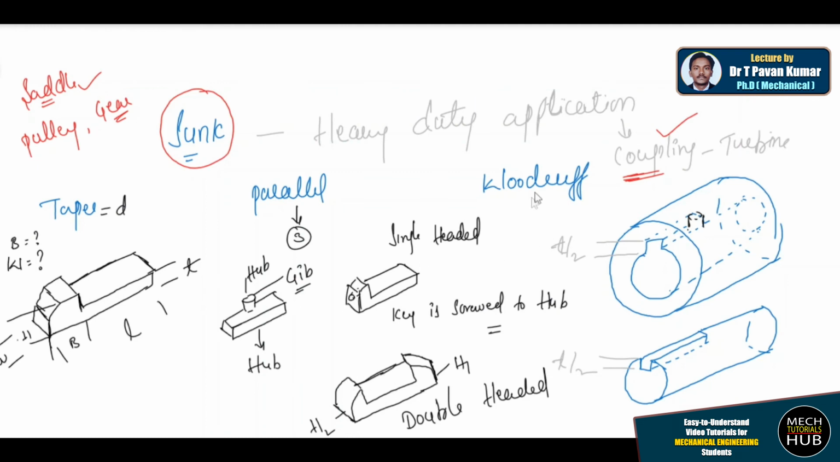Similarly, a Woodruff key is like a semicircular entity, something of this kind. And for this Woodruff key also, all the specifications and standard formulas are given. Accordingly you have to follow, remember, and draw. Half of the Woodruff key will sit in the shaft and half will sit in the hub. Okay, this is how it is going to be.